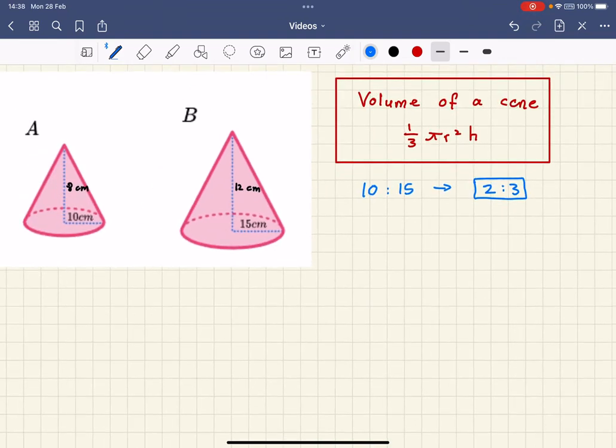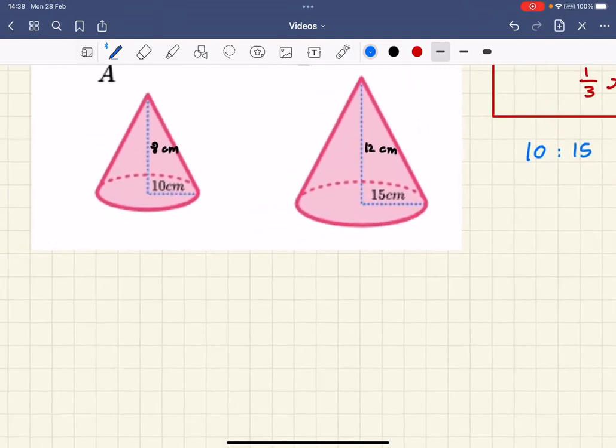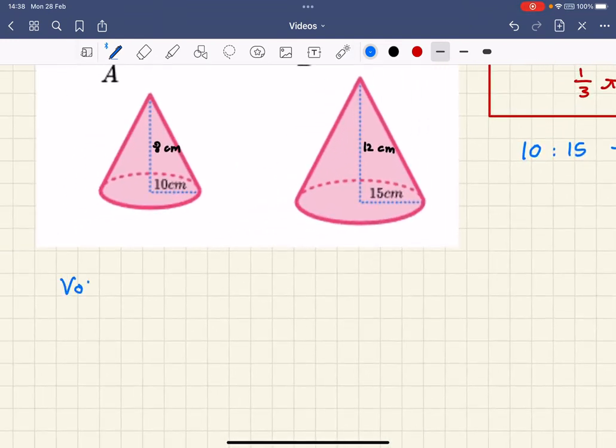Now to work out the volume of cone A and the volume of cone B, we're going to use this formula up here. So the volume of A is a third times pi times r squared. The r is the 10, so that's 100. And then we're going to times it by 8. So that's 800 pi divided by 3.